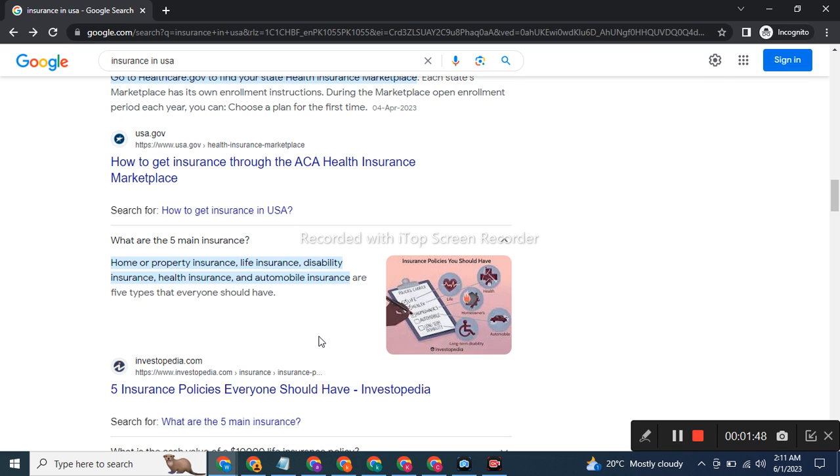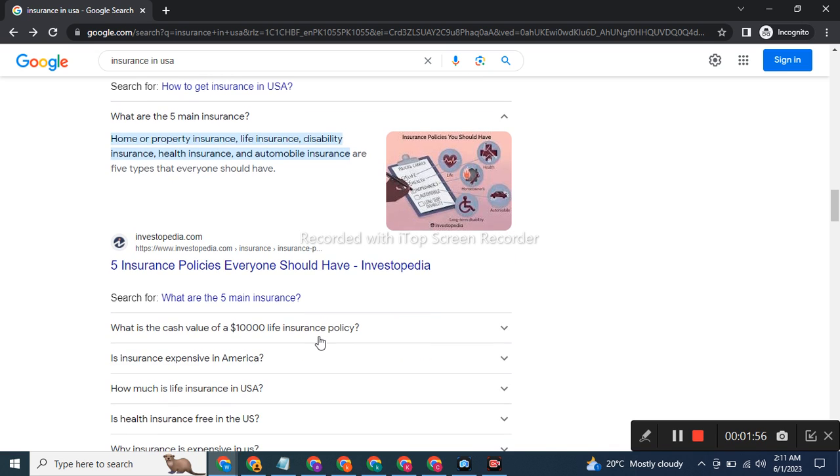What are the five main insurances? Home or property insurance, life insurance, disability insurance, health insurance, and automobile insurance are five types that everyone should have.